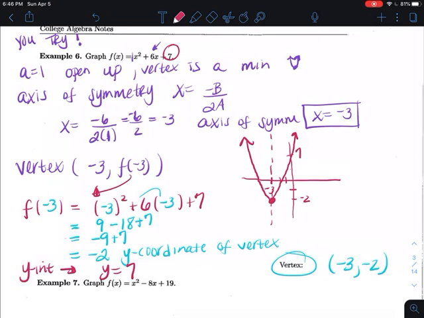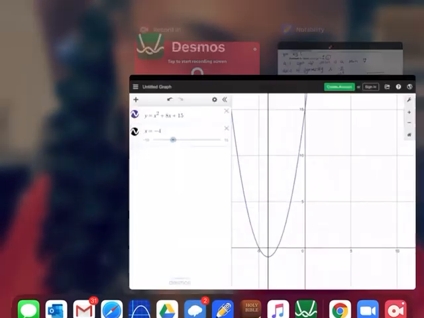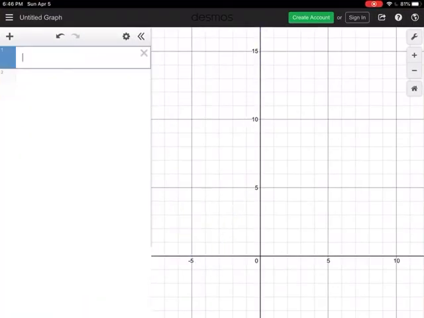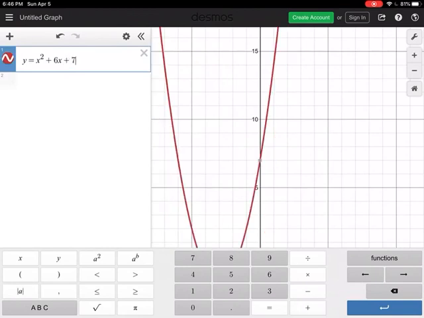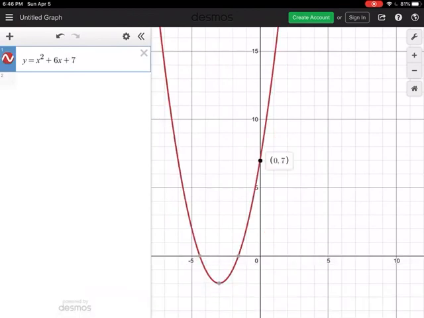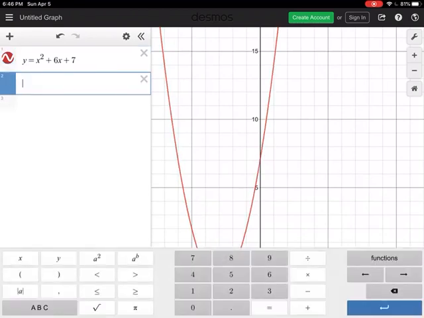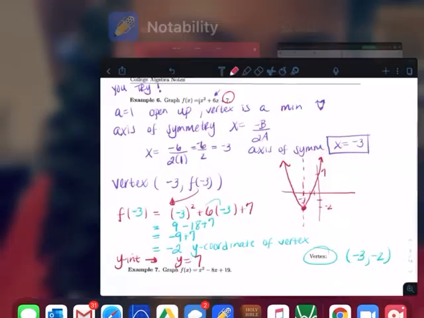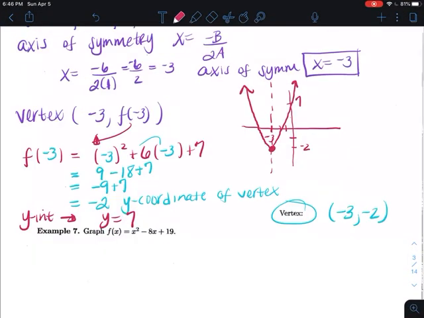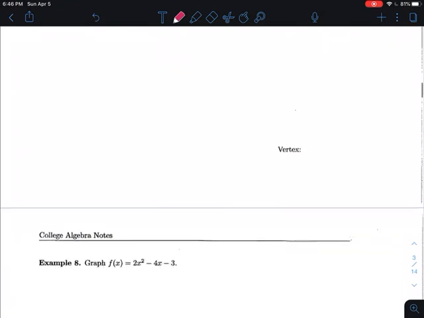Again, let's check this. y equals x squared plus 6x plus 7. The y-intercept is 0, 7. The vertex is negative 3, negative 2. The axis of symmetry is x equals negative 3, that vertical line. All right, and that's it. We're going to just stop there. That's graphing quadratic functions.